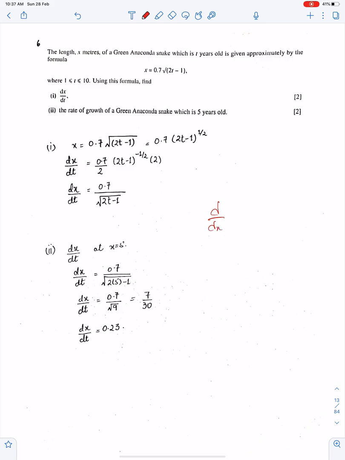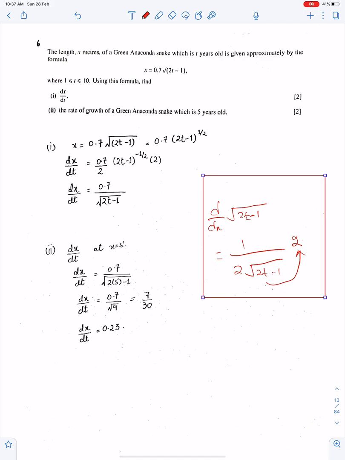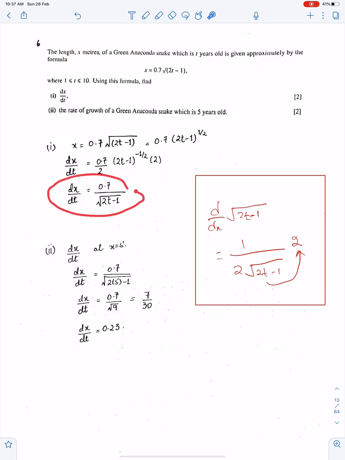I discussed this thing in my first lecture of differentiation. 2t minus 1. So the differential of this will be 1 upon 2 root 2t minus 1, and the differential of 2t minus 1 is 2. This is the easiest way to differentiate under root. Always use this concept. And this will be the answer. Well, we need the rate of x at t equals 5. This is t, this is not x.